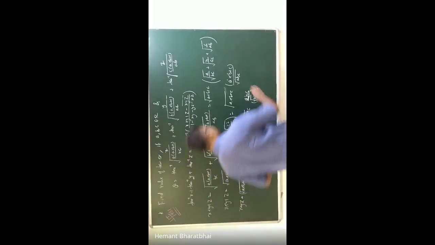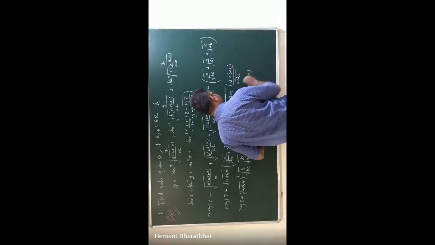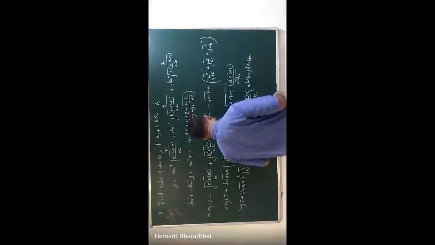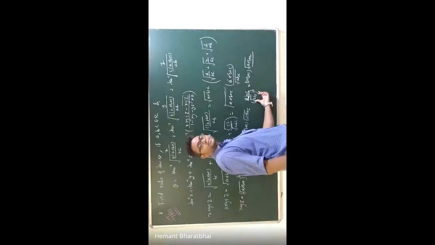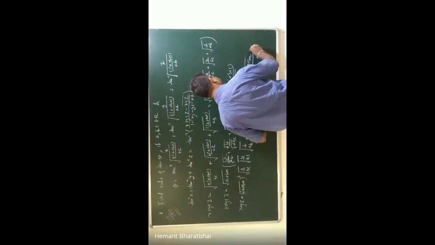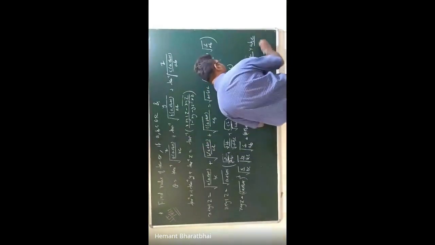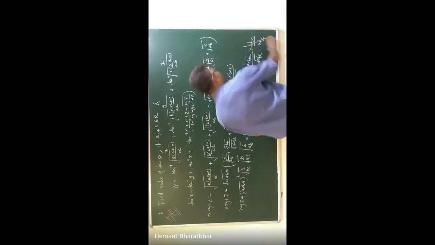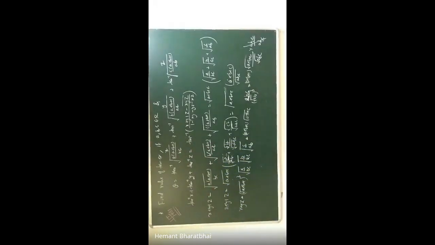So this will become a plus b plus c into root of a plus b plus c upon, and this can also be written as x root x, so this can also be written as abc into root of abc. So this abc gets cancelled. Now you observe these terms.